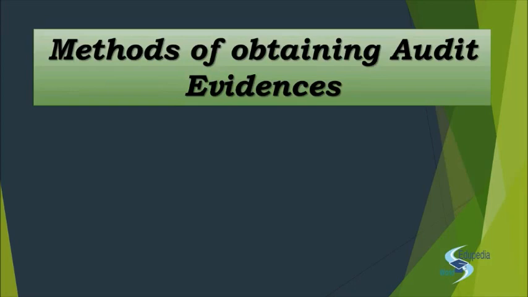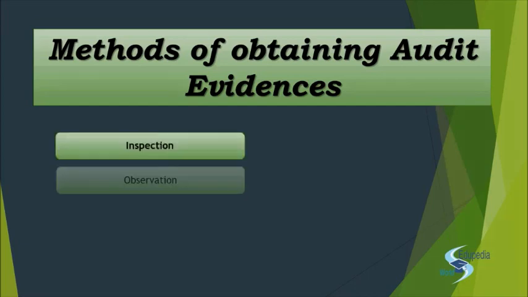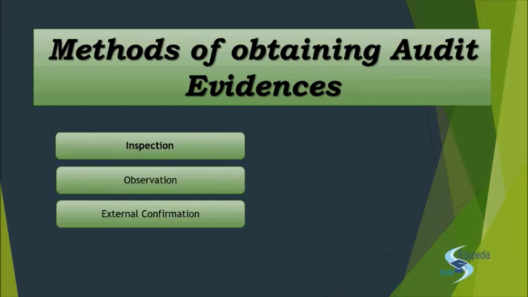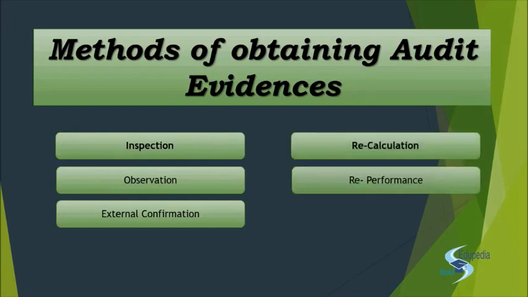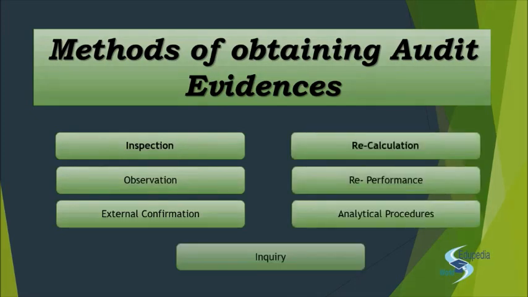So there are 7 methods of obtaining audit evidences and you have to learn those 7 points. You may be asked a question in the examination about the methods of obtaining audit evidences, and then you will have to write down these specific 7 points, which is inspection, observation, external confirmation, then you have recalculation, reperformance, analytical procedure, and inquiry. So these are the 7 methods by which you obtain audit evidences. Now let us see each one of them in detail.